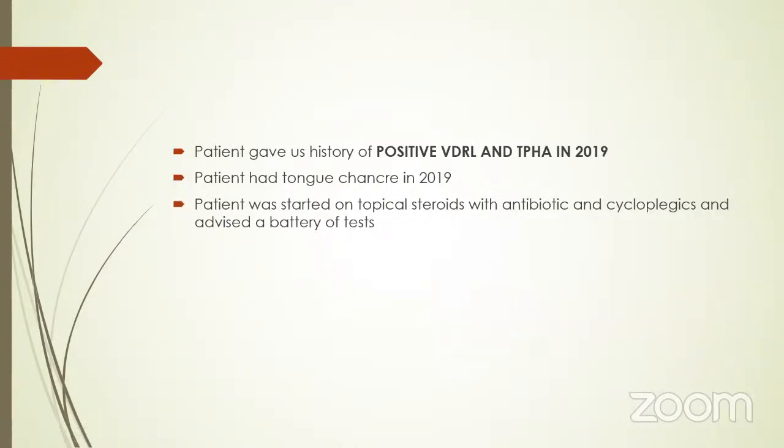Then on evaluating more, the patient gave us a history of positive VDRL and TPHA in 2019. The patient had a tongue chancre in 2019. So a diagnosis of syphilitic multifocal choroiditis was made at this point, and the patient was started on topical steroids with antibiotic and cycloplegics and was advised a battery of tests.